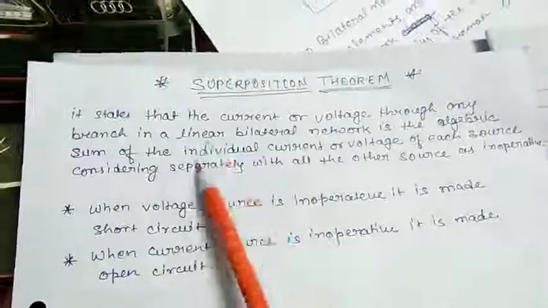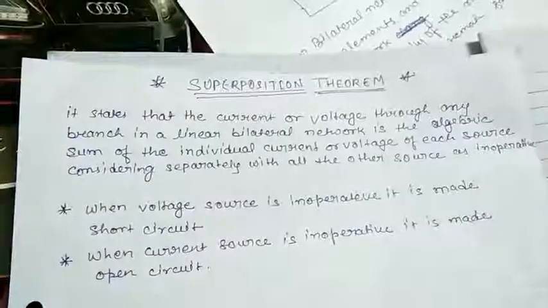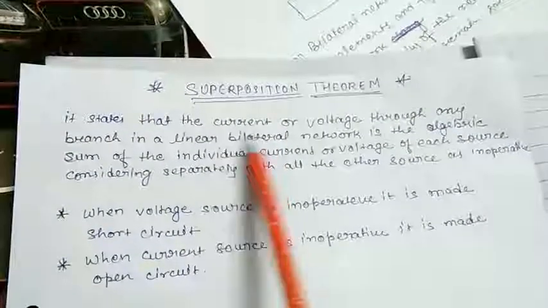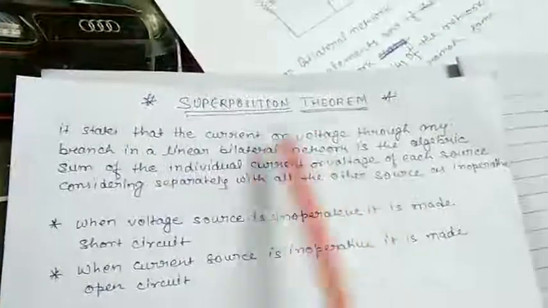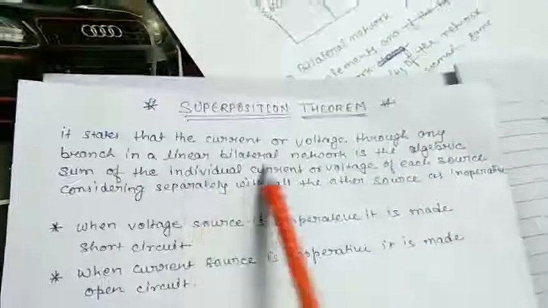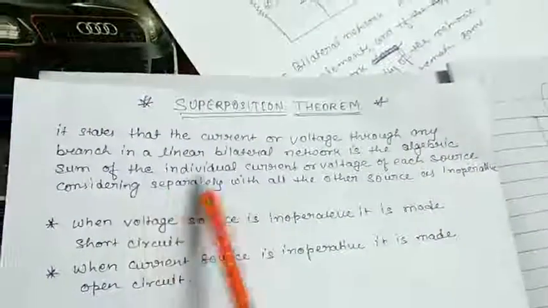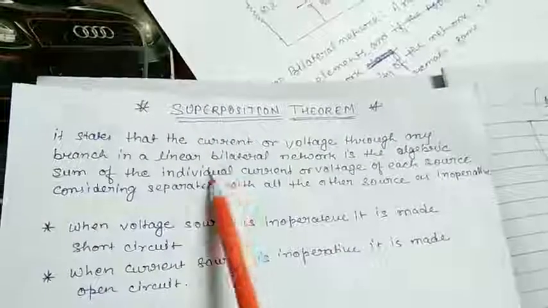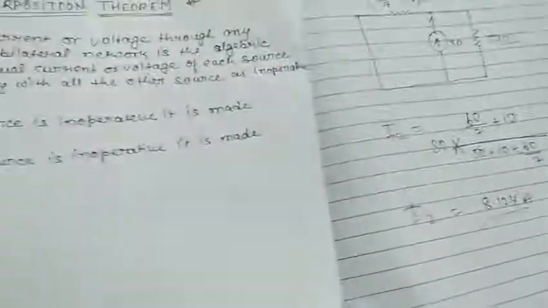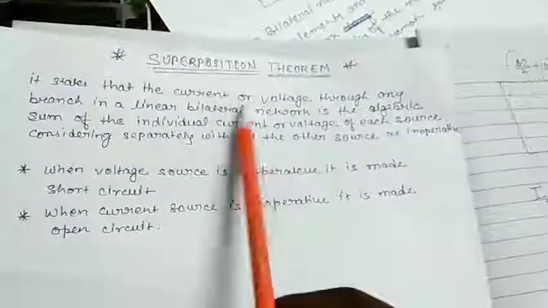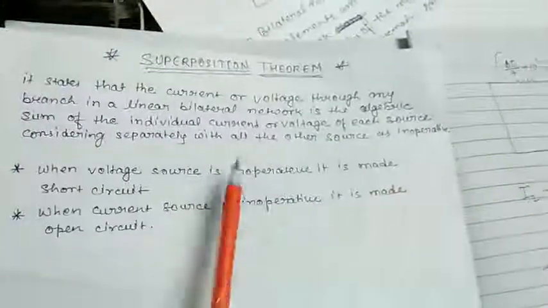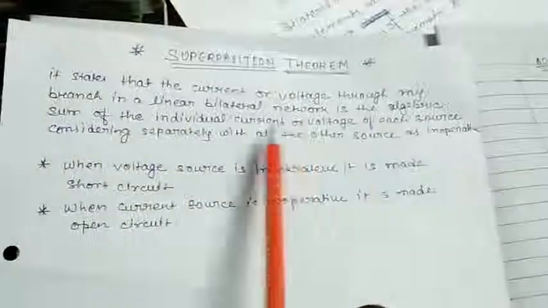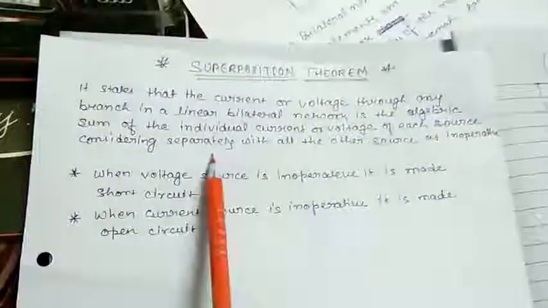Now according to the superposition theorem, it is stated that the current or voltage, here we are asked to find the current, so let's consider the current only. The current through any branch in a linear bilateral network is the algebraic sum of the individual currents. We have found the individual currents I2 and I1, so we are going to apply this theorem now, with each source considered separately.